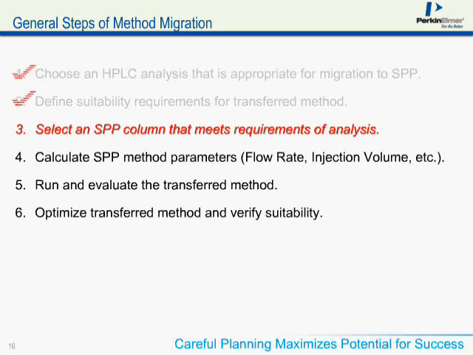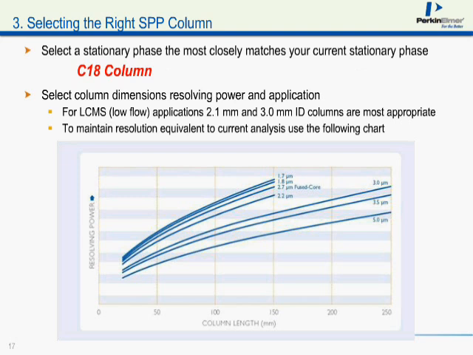The next step is to select an SPP column that would meet the requirements of this analysis. Now, I previously mentioned that we have a white paper on conversion of methods that we're going to send out the URL for. For the next few slides, all of these tables and calculations are covered in the white paper, and it takes you through this procedure step by step. The first thing is selecting the right SPP column.